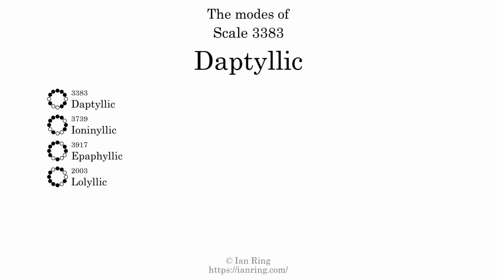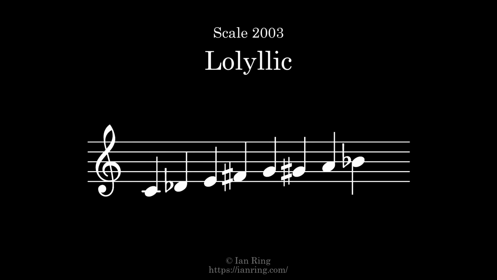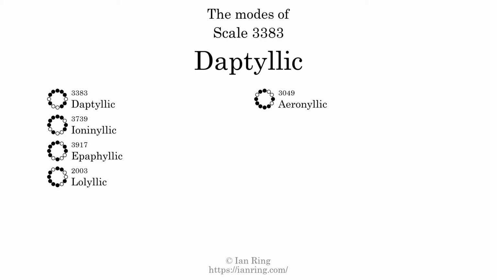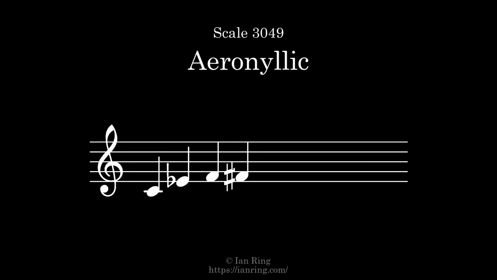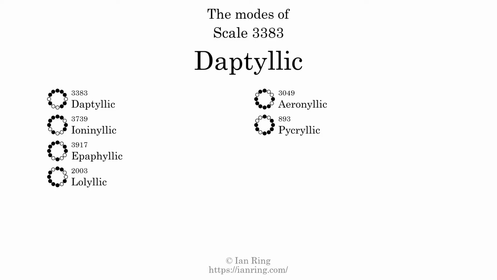The fourth mode is scale 2003, also known as Daptyllic. It sounds like this. The fifth mode is scale 3049, also known as Heteromorphisms. It sounds like this. The sixth mode is scale 893, also known as Daptyllic. It sounds like this.